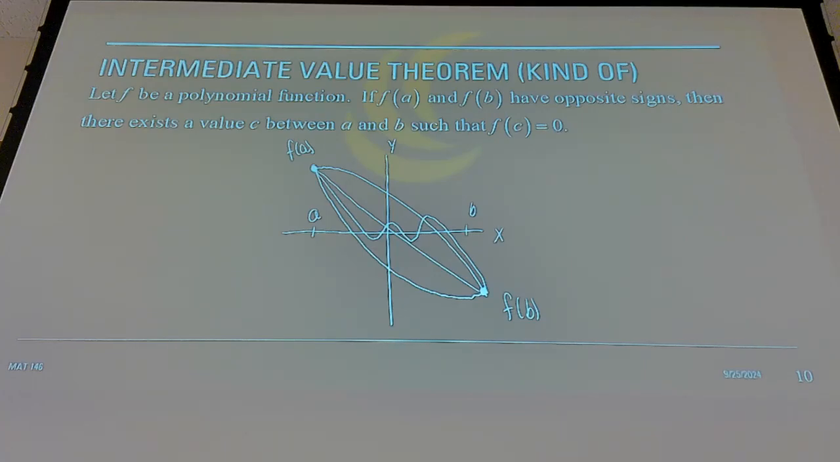Now again, I say this is kind of because this is working for polynomials. The intermediate value theorem is for any function that's continuous.